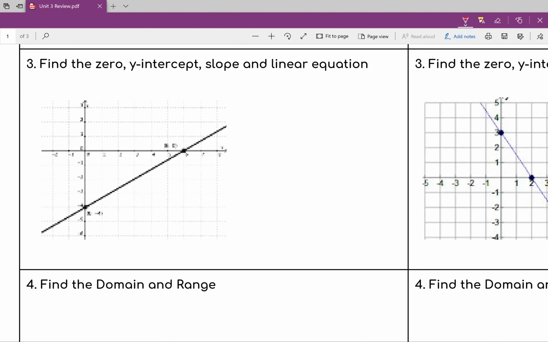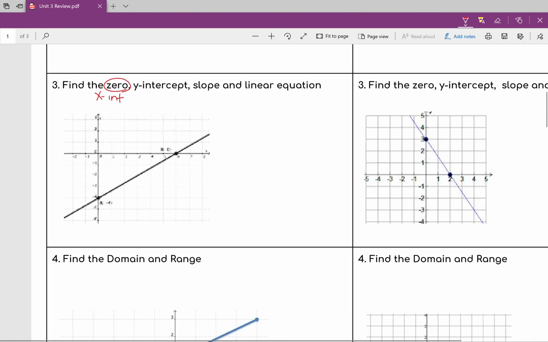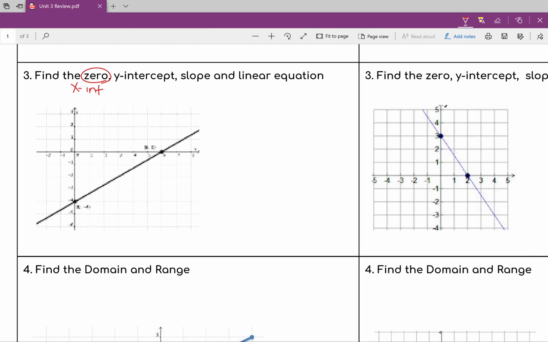Number 3 says find the 0, y-intercept, slope, and linear equation. So we are finding 4 things here. So let's pay attention to the 0 first. Remember, 0 is another word for x-intercept. So x-intercept. And remember, the x-intercept is where it crosses the x-axis. Okay, so it crosses the x-axis right here. And then we notice that that's going to be 1, 2, 3, 4, 5, 6. So our 0 is equal to 6, 0.